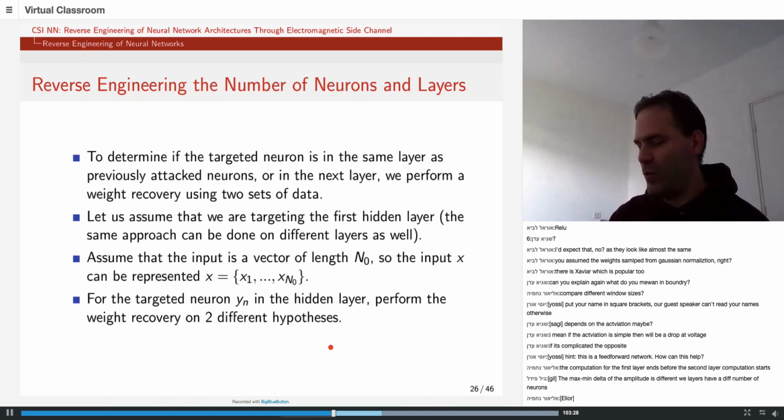So what do we do? Well, we will start by targeting the first hidden layer, and then from the first continue. And we will have the input, which is a vector of length n0. And so the input x can be represented by x1 all the way to xn0. And then we have our two hypotheses.